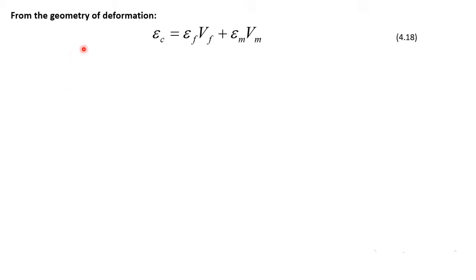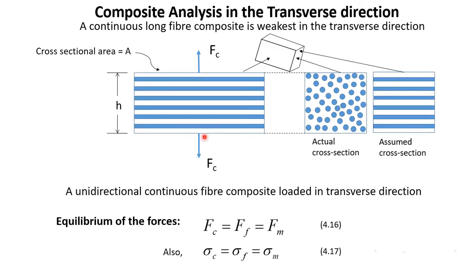Now from the geometry of deformation, we can say the total strain in the composite is equal to the strain in the fiber multiplied by the volume fraction of the fiber plus the strain in the matrix multiplied by the volume fraction of the matrix. Again, since it is in a layered way, linked to each other, each layer will experience its own strain, and the total strain will be the sum of the strains in each layer. So we can sum them together, the strain in the matrix and the strain in the fiber.